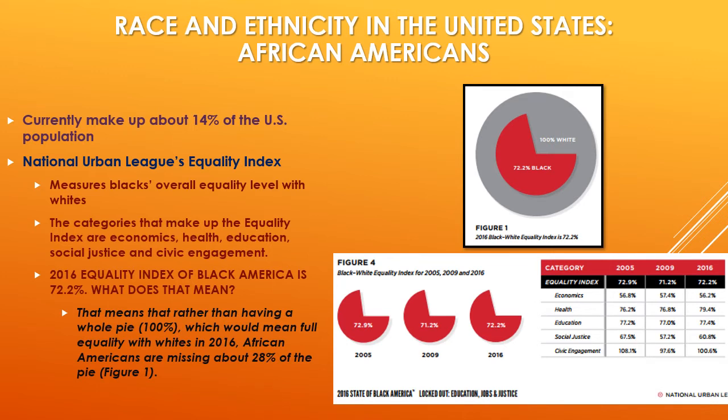So currently, African Americans make up about 14 to 15% of the U.S. population today. According to the National Urban League's Equality Index, based on variables like economics, health, education, social justice, and civic engagement, African Americans are still falling about 28% behind in terms of equality with white Americans. Prejudice and discrimination against African Americans continues today, which has really been brought to light by the recent second wave of Black Lives Matter protests, despite the progress that has been made toward equality.